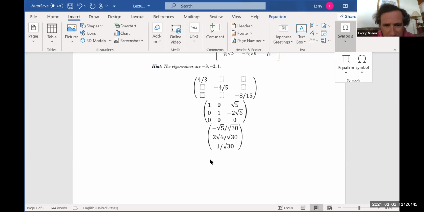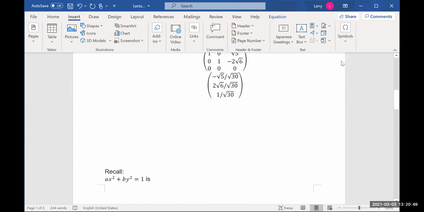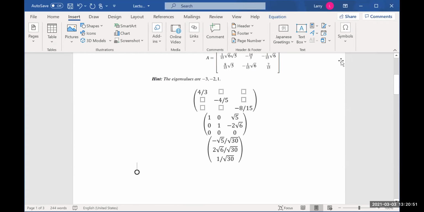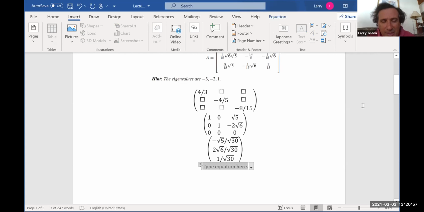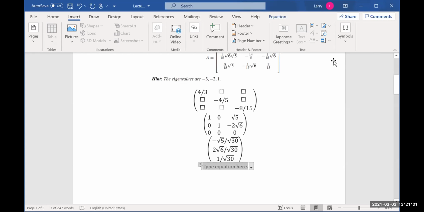Did it happen? Let's try again. Oh, I bet it's down here. Be -3, 2, -2, 1 across the diagonal, right? And then zeros everywhere else. Yeah, I was just having trouble getting the matrix to show up. That was my issue. So let's try again.